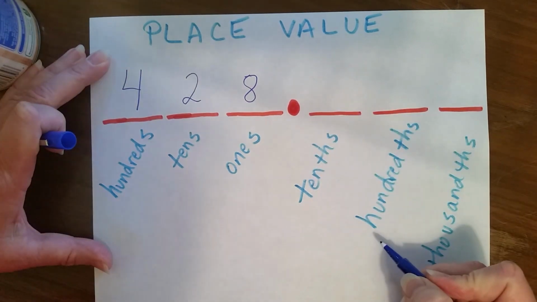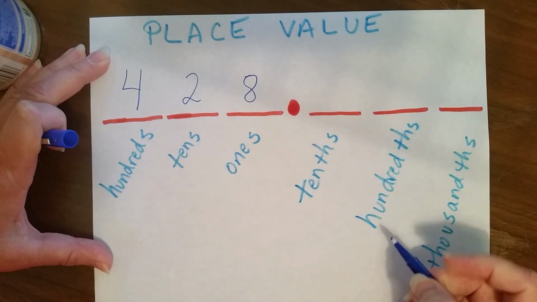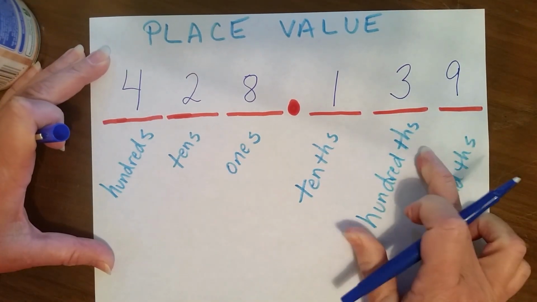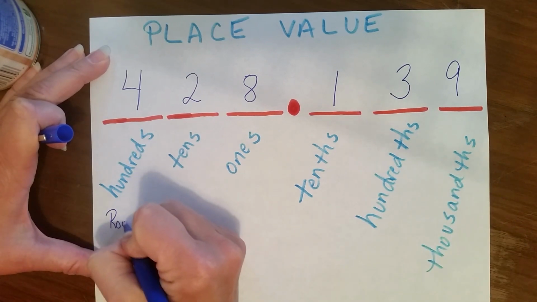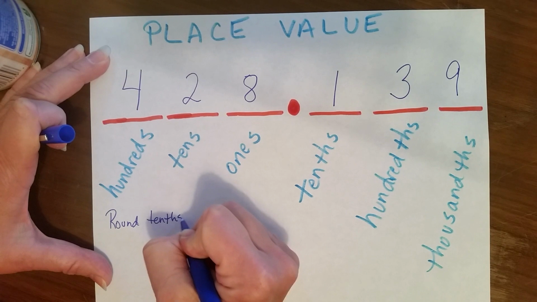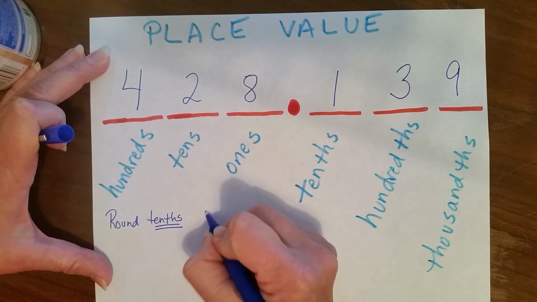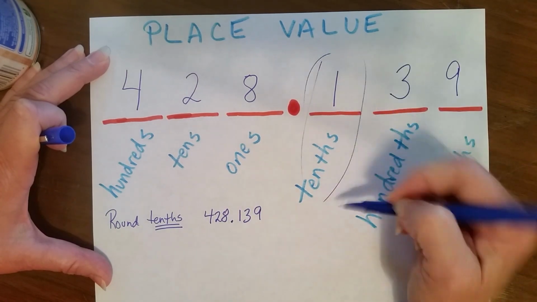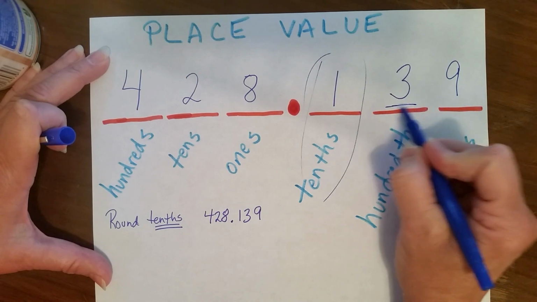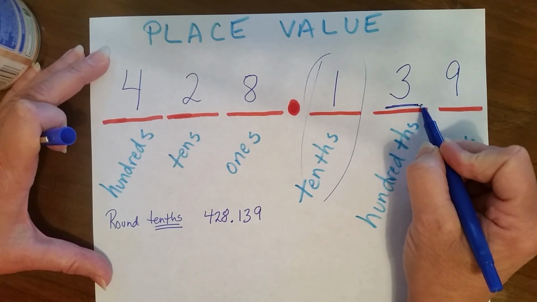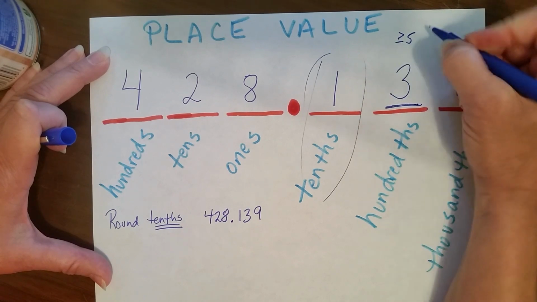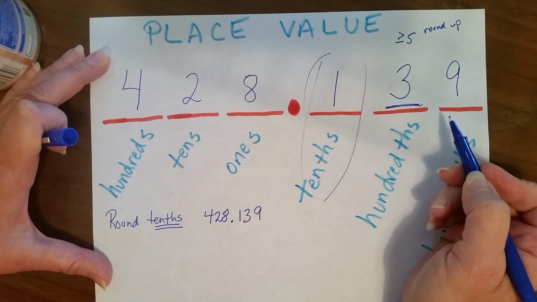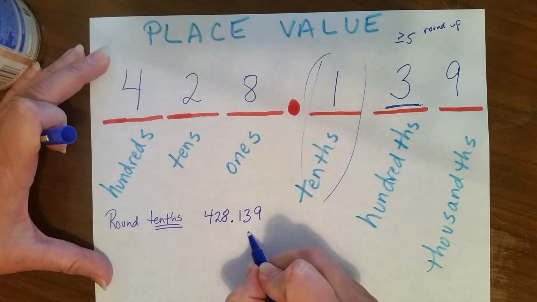4/28, and the time I'm recording this is 11:39. So I'm going to go 139. Okay, if I have a number like this and it says round to the nearest tenths, I'm looking at my number 428.139. I want to round to the tenths place. I'm going to look to the digit to the right. If the digit to the right is greater than or equal to 5, you round the tenths place up. If it's not, you keep it the way it is. So here I'm looking at the 3.